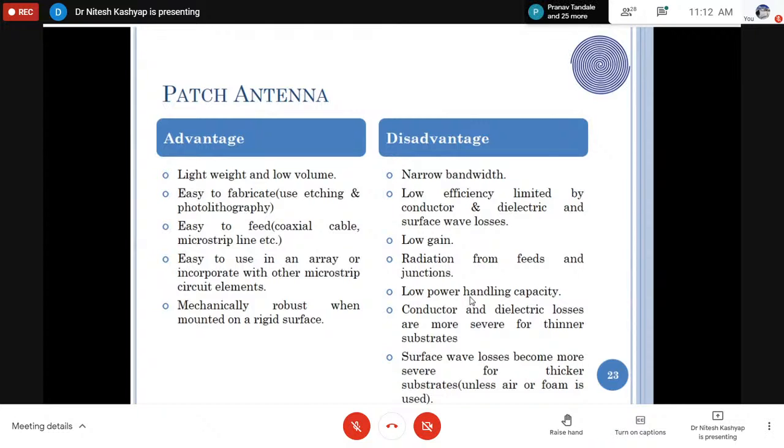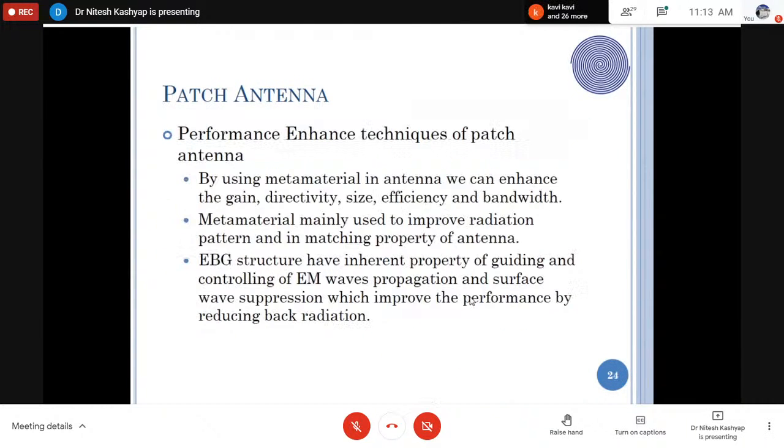The conductor and dielectric losses are more severe on thinner substrates. If the substrate is thin, the losses will increase. Surface wave losses become more severe for thicker substrates. So these are the advantages and disadvantages of the patch antenna.